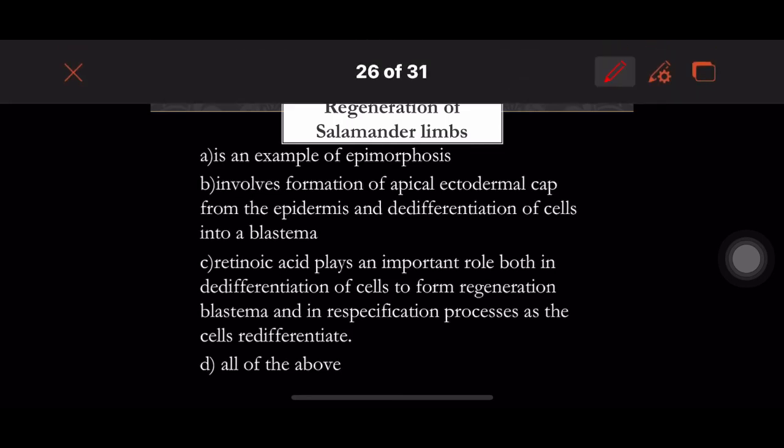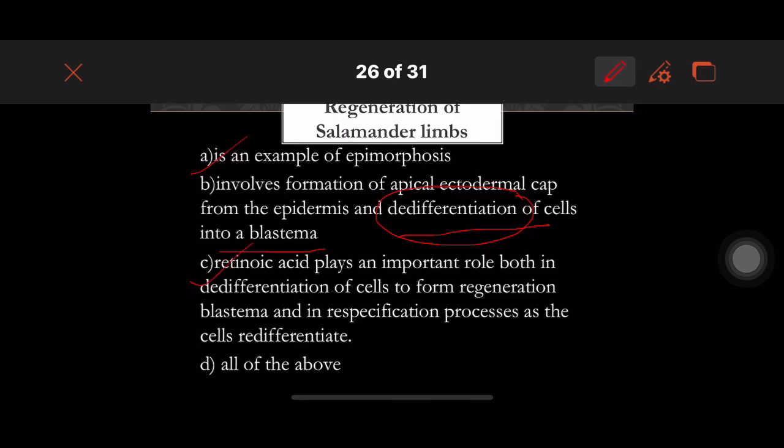Second, it involves the formation of apical ectodermal cap from the epidermis. Yes, from the epidermis जहाँ पे wound होता है वहाँ पे जो epidermal cells हैं they divide to form an apical ectodermal cap. This is true, and it also involves de-differentiation of the cells into a blastema. वो जो cells they undergo de-differentiation. Yes, it is true.